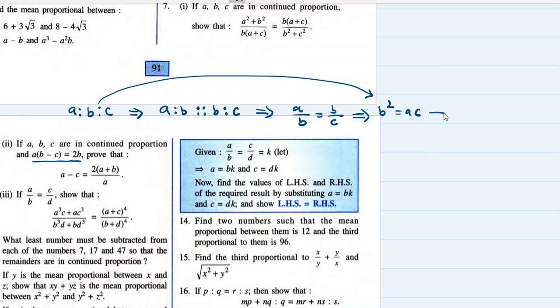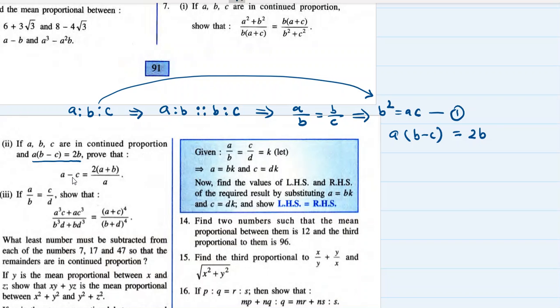See, this is one thing which we know: B square is equal to AC. Second thing which we know is A(B minus C) is equal to 2B. I don't want to solve this right now, but I want to see where I can use this. Now, what I have to prove: if I can simplify the RHS and make it equal to the LHS, it will be easy.